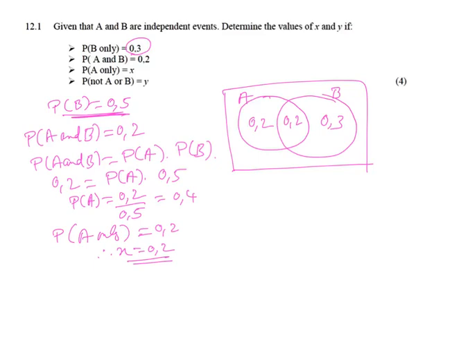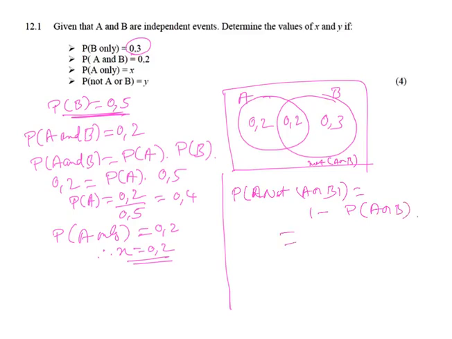Now the next question is to calculate the value of Y. We have calculated the value of X. Now the question is to calculate the value of Y. Not A or B. Not A or B means outside. So not A or B is outside this, right? In other words, it is 1 minus probability of A or B.